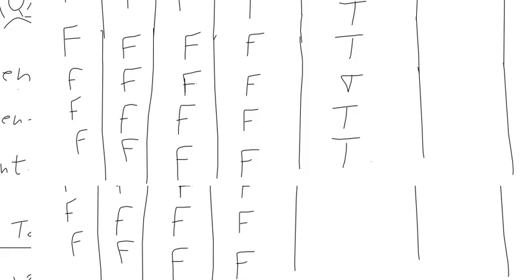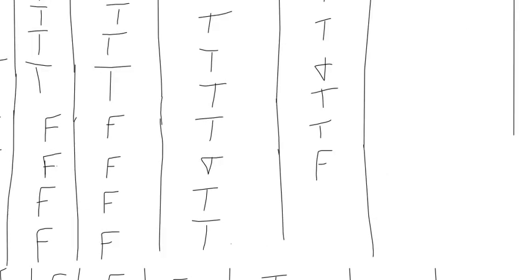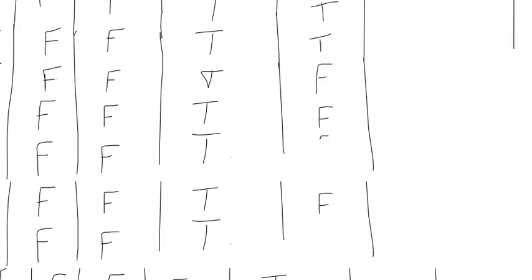Next is Q and R. So if you look at Q and R, true and true is true. True and true is true, true and true is true, true and true is true, true and true is true. Okay, so we have 4 truths. Now for Q and R, for the falses, false and false has to be false. False and false has to be false. False and false has to be false. False and false has to be false. Okay, so we figured out what Q and R is.